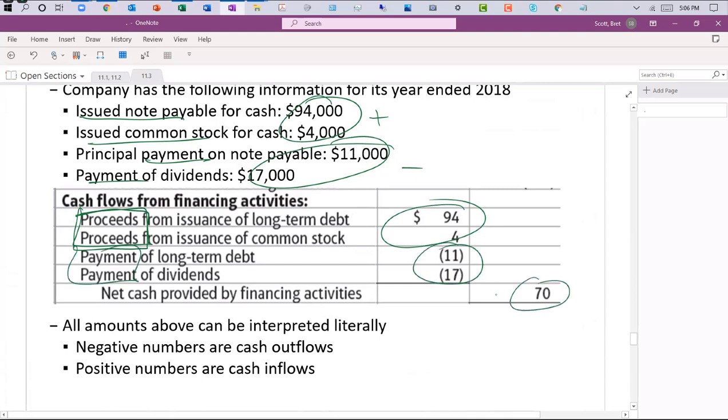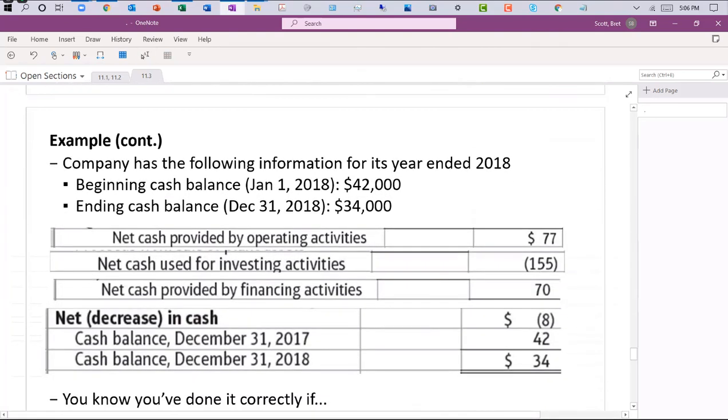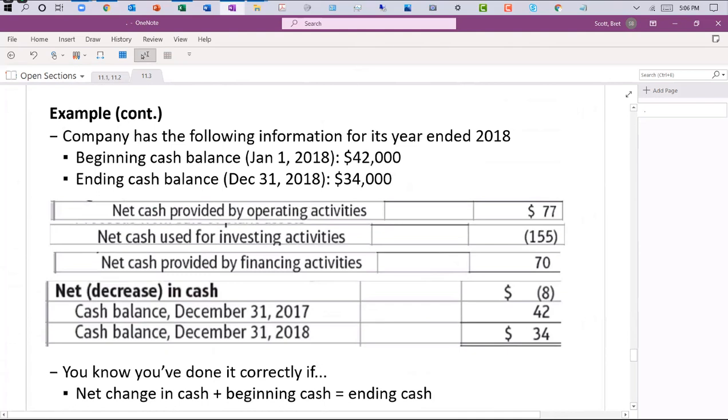You net those out. In this case, we have a net cash provided by financing activities. And just like the investing activity section, we can literally interpret each one of these as positive numbers, cash inflow, negative numbers, cash outflow. It's really nice. Put them all together, what do you have? Well, we take the cash from operating activities, net it with investing activities, and add the financing activities. What do we get? A net decrease in cash year over year of 8,000 in this case.